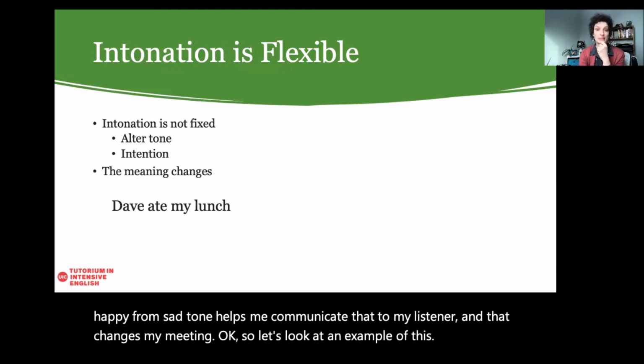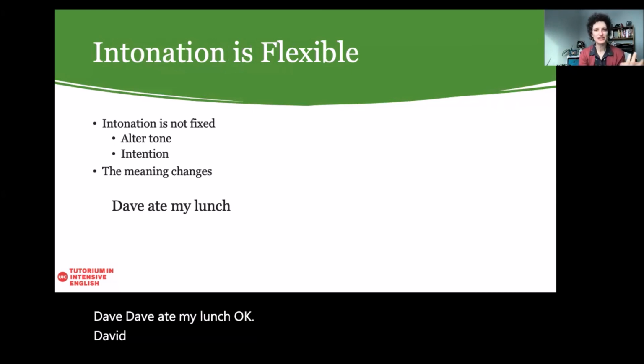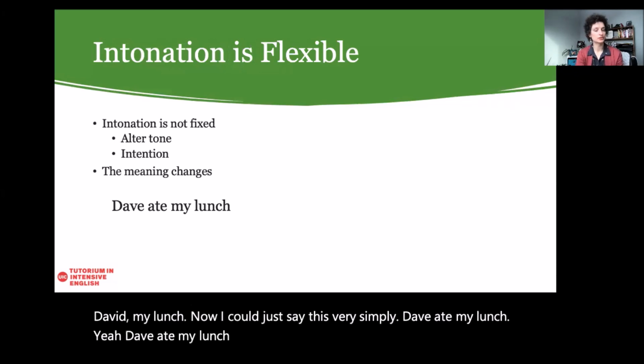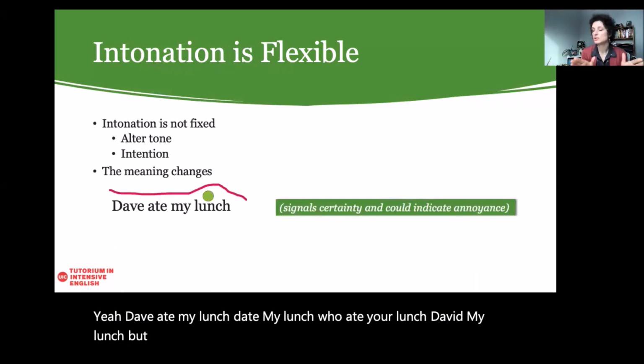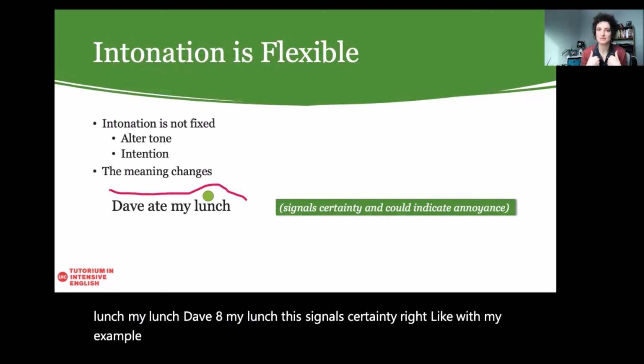Dave ate my lunch. Okay, well, that's not very nice unless I gave it to Dave. Now I could just say this very simply, Dave ate my lunch. Who ate your lunch? Dave ate my lunch. And that's falling tone. So I'm using falling tone. Dave ate my lunch. Now this signals certainty, right? Like with my example of someone asking me a question, what happened to your lunch? Oh, Dave ate my lunch.